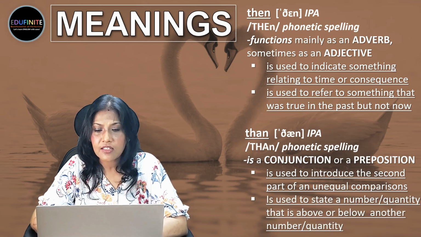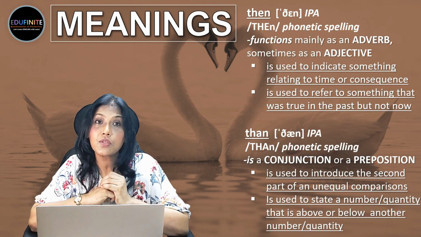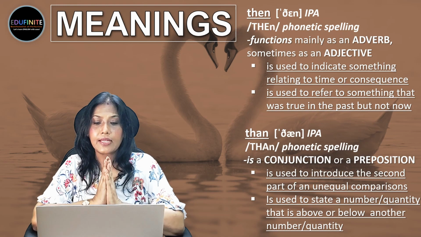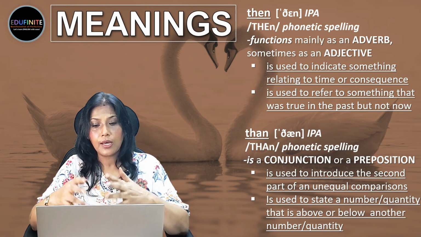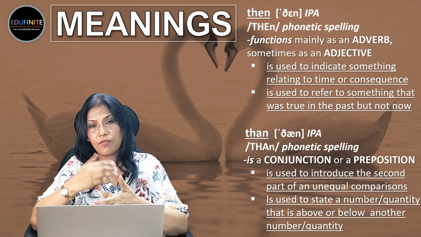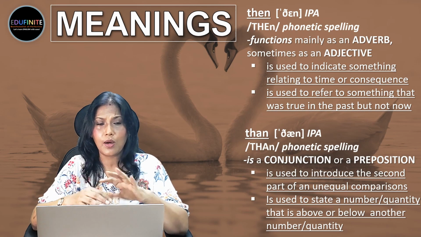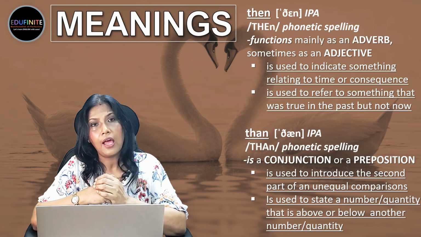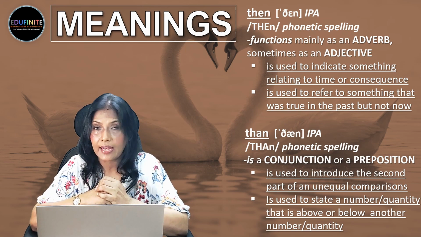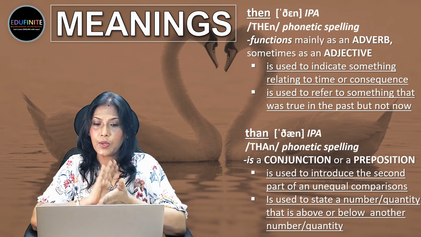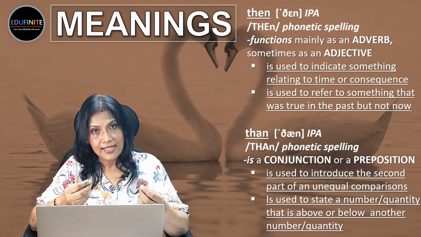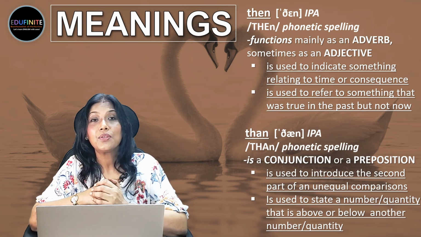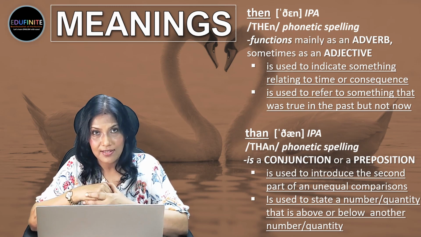Okay. Now, as a preposition, it is used to state a number or a quantity that is above or below another number or quantity. So when we compare two quantities, one which is above or below that certain another number that we are stating, then we use this preposition than and we compare. So we see that then is related with time and than is related with comparison.